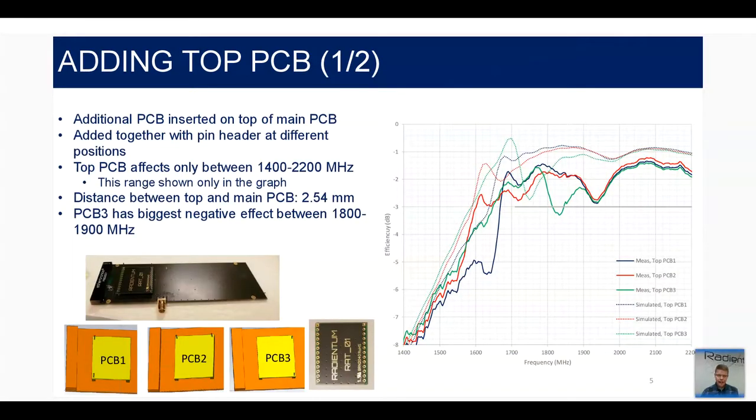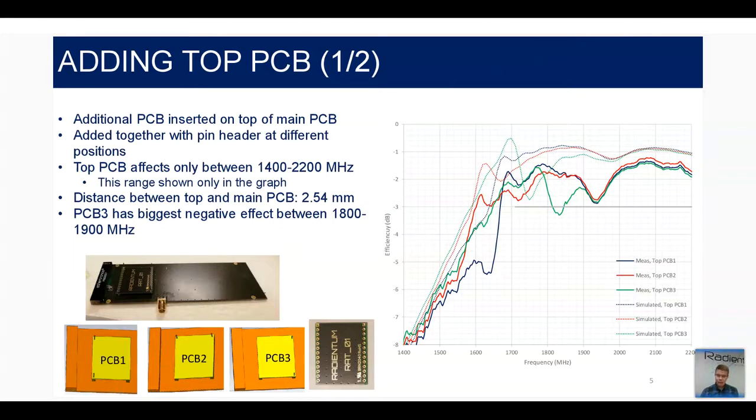First we add that top PCB. We have a smaller PCB on top of the main PCB, and we connect them together by using pin headers. The distance between those PCBs is about 2.5 millimeters. We have a few cases where the PCB is grounded at different locations. In the PCB1 case on the left, we have 2 pin headers on the left corners of the PCB. In PCB2, we have groundings on the top side, and in PCB3, we have groundings on the right side.